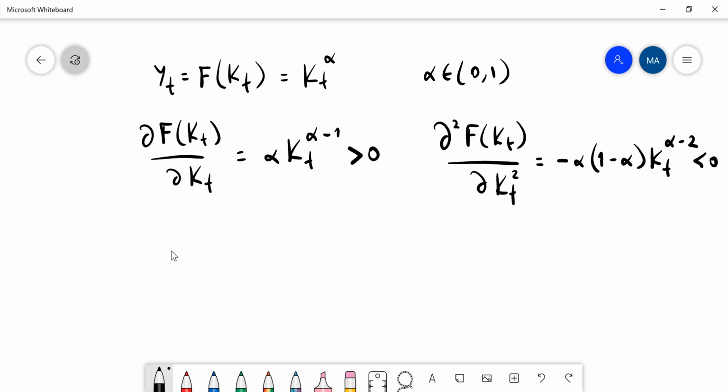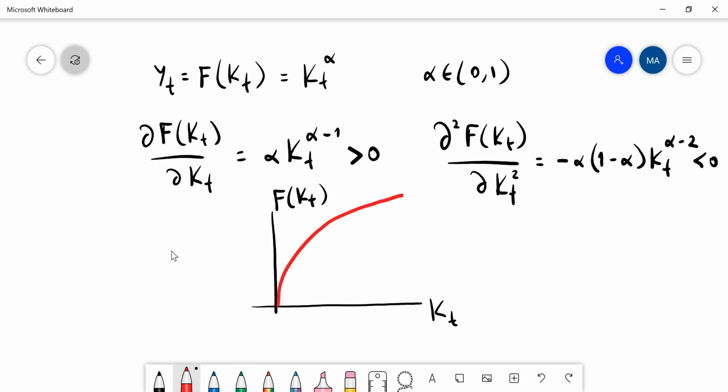So if you draw it, you actually have a perfectly concave production function. Because of the diminishing returns, no matter how large your saving rate is, eventually growth stops. You cannot beat diminishing returns in the simplest model.